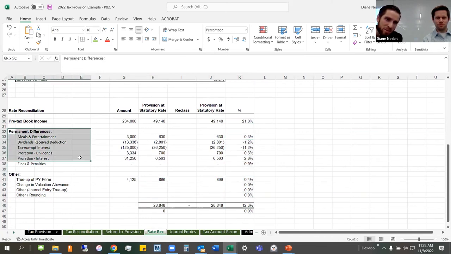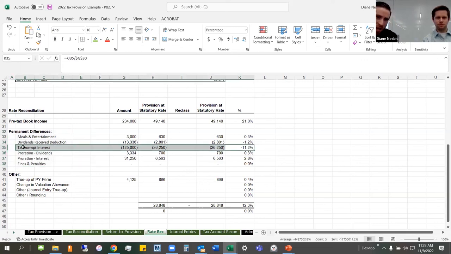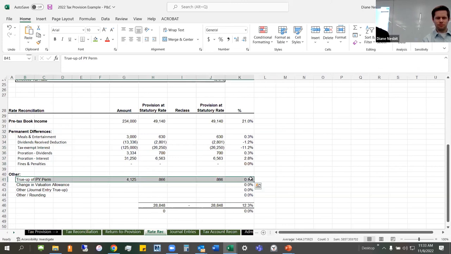The main driver is going to be your permanent differences, because those never reverse. They hit the rate today and they're not going to adjust in the future, which is why they run through here. So obviously your biggest driver is you've got a lot of tax exempt interest. And then true ups will go down here. But that's essentially what the rate rec is trying to do. How do you get from 21% to what your actual rate is? You've got to explain that to me. And sometimes there can be some funky stuff that goes through there.